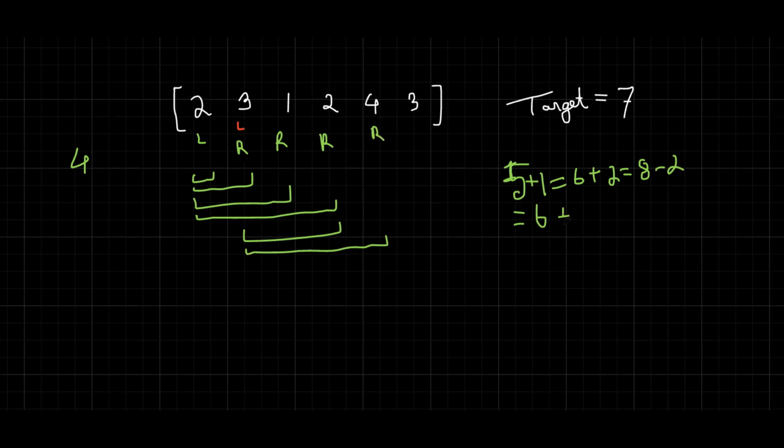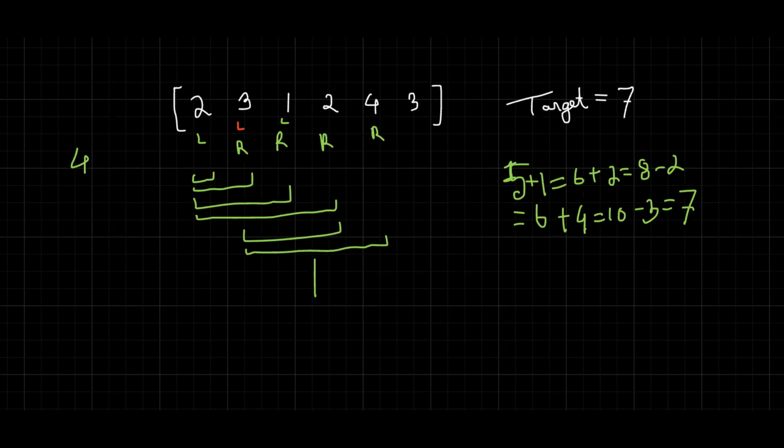Now it will become 6 plus 4, which will be 10. So 10 is greater than 7. That means we have found one window here. So we have to try whether we can find another minimum length subarray such that their summation is greater than 7. So here we have to shift our left pointer here, and by shifting the left pointer, we have to subtract 3 from the sum. So it will become 10 minus 3, which will be 7.